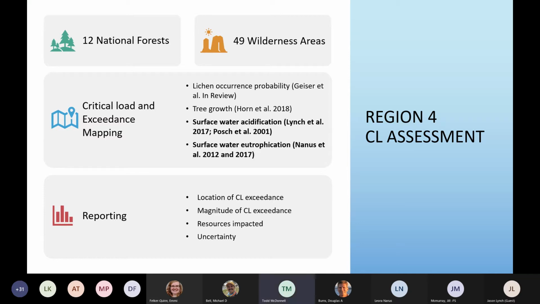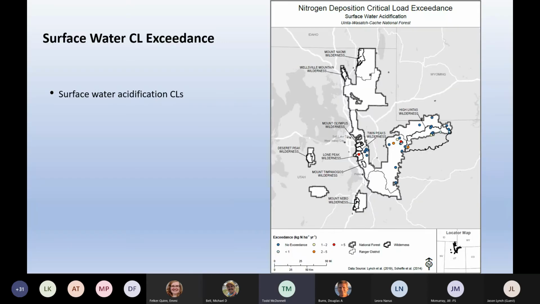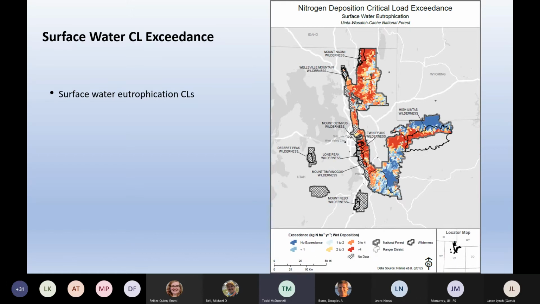that Jason had on the screen for the U.S. earlier. Had a few points here in the Uinta-Wasatch-Cache National Forest, and this is showing the exceedance of the critical load. So some areas not in exceedance, others are in exceedance. It's fairly high deposition in this area. This is a map of the exceedance of the eutrophication critical loads.